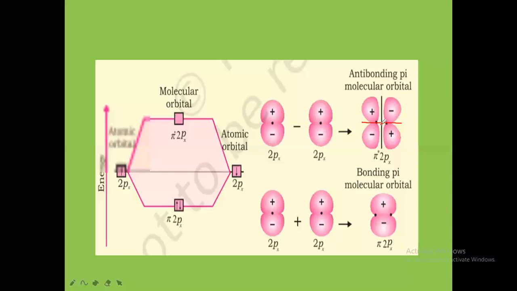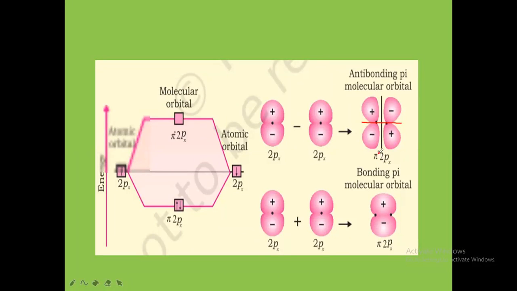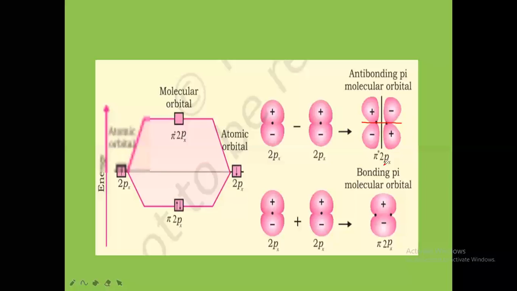This is one nodal plane between, and this is one nodal plane. So how many nodal planes will be present? How many nodes will be present in pi star 2px? Two nodal planes will be there. That means pi anti-bonding molecular orbitals will have two nodal planes in each. Not only this pi star 2px, pi star 2py also will have two nodal planes. That is an important thing to understand here.